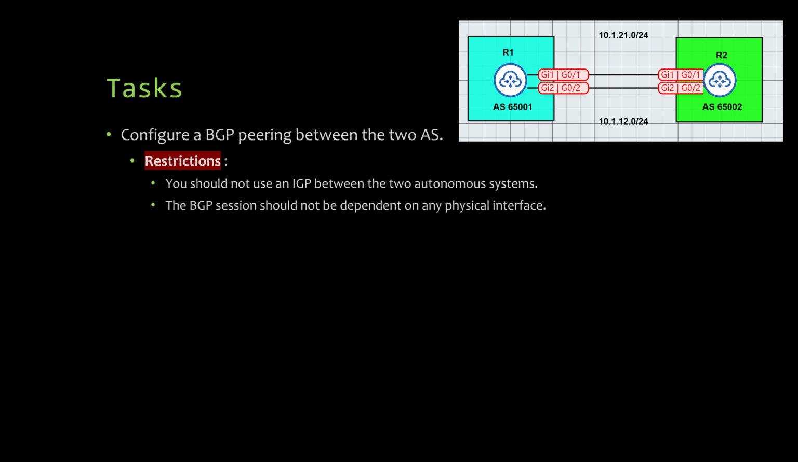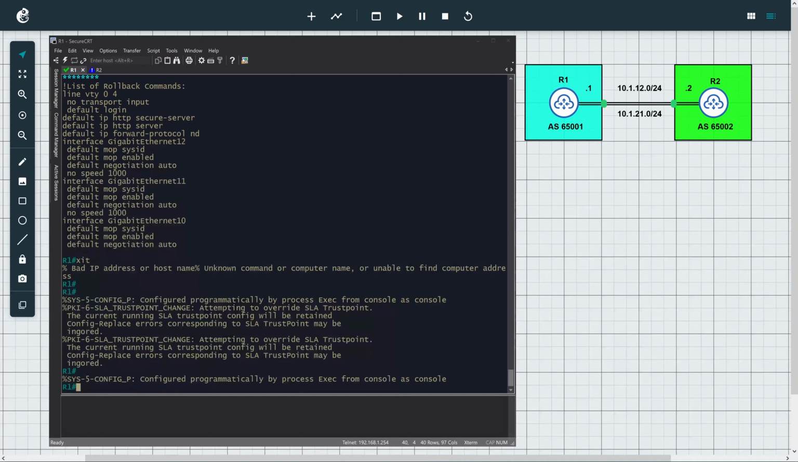In this lab, we are asked to configure a BGP peering between two autonomous systems. The restrictions are not to use an IGP, and the BGP session should not be dependent on any physical interface. Now, please pause the video, try it yourself before watching the solution.